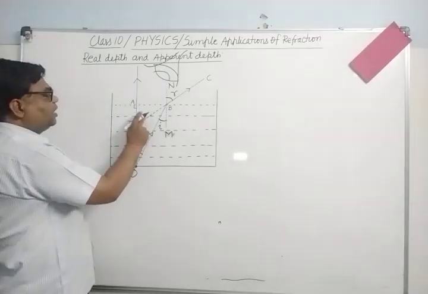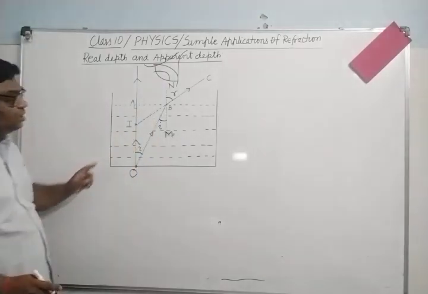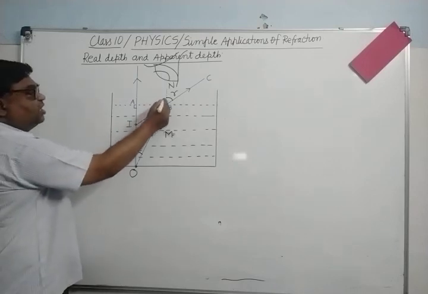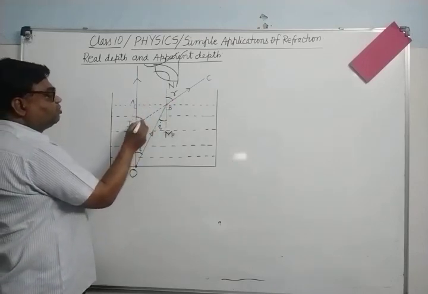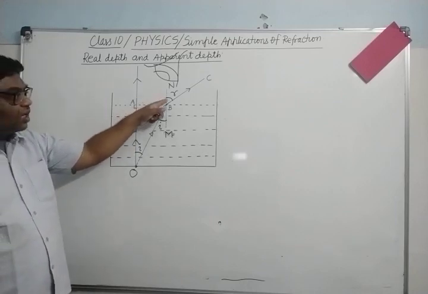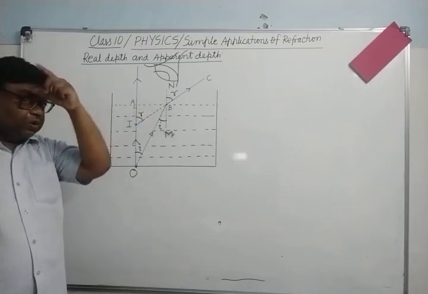Why will it be I? You can see this is equal to this alternate angle. This angle is R, therefore this will also be equal to R, because these two are corresponding angles.